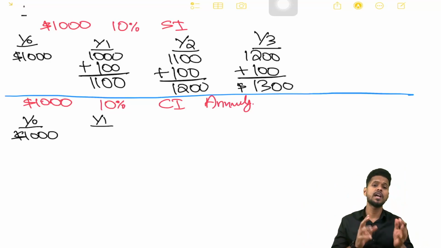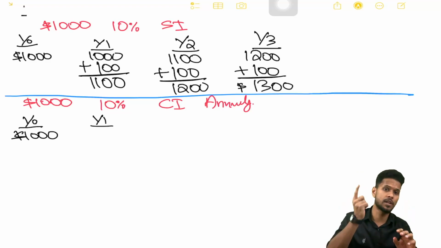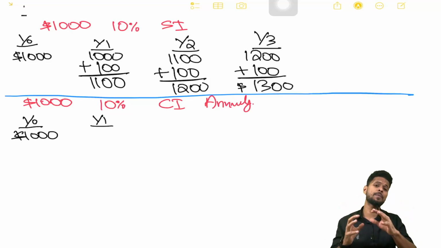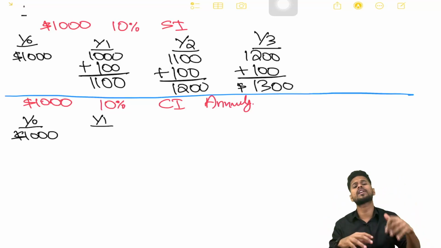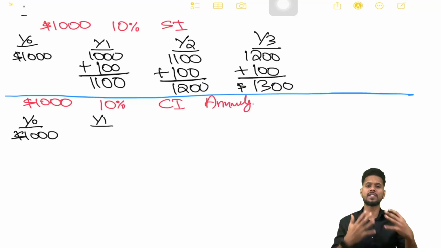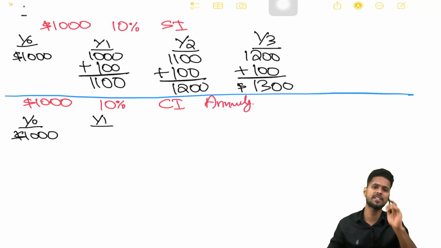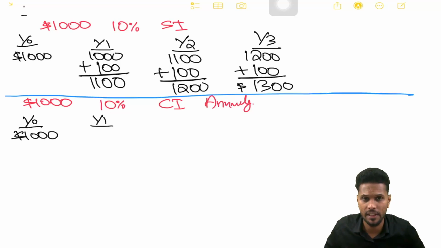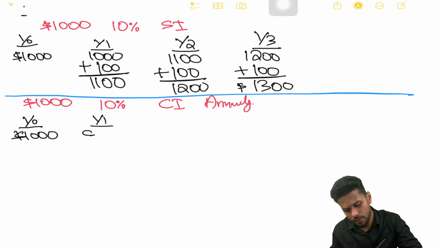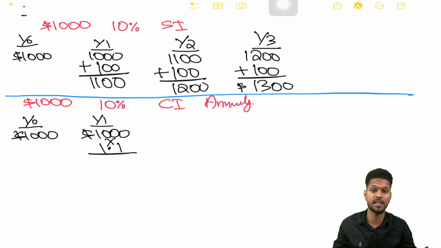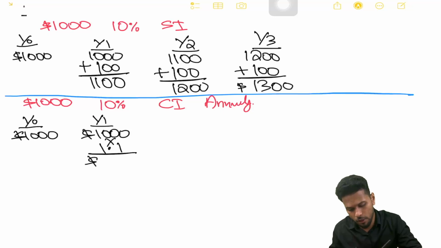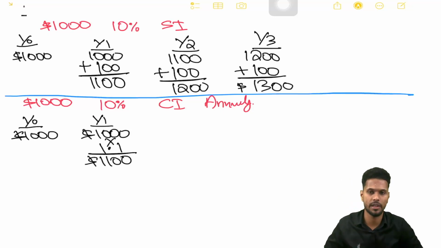So in year 1 the balance amount is how much? Year 1 amount is 110% of year 0's amount. Clear? Because 100% means that amount itself, and 10% means interest. So 100% plus 10% is 110%, in decimal form 1.1. So it is 1000 multiplied by 1.1, and it will become 1100. Very simple.